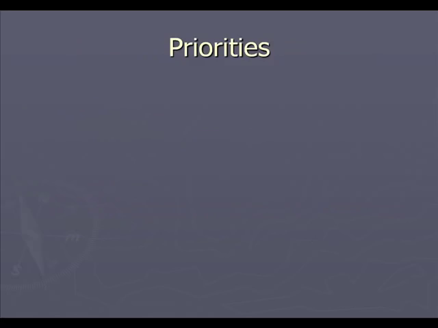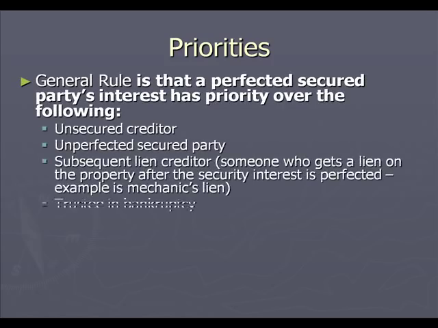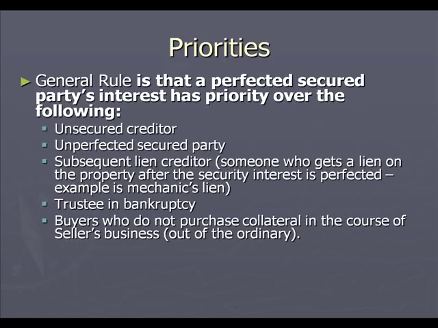Okay, now here's where this whole idea about perfection becomes important, when we establish who gets what first. So the general rule is that when a debtor defaults and can't pay and the creditors have to start going after them, a perfected security interest holder is going to have priority over this whole list.